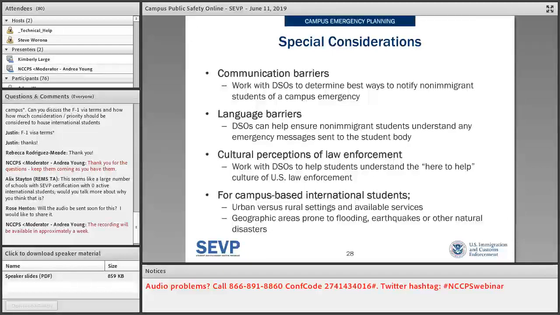For campus-based international students, this kind of goes back to one of those questions from our last question period. We want to make sure that they know what the common dangers are in the area where they're living. For example, I am from Arizona. If you told me a tornado was coming, I would not know what to do. So you want to make sure that they understand the common dangers and what to do in those types of situations.